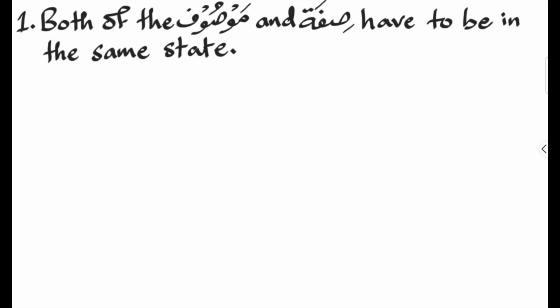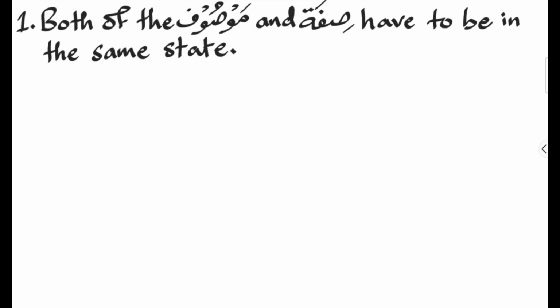For example, if you have rajulun and it is marfu' and you want to bring salih, you can't bring rajulun salihan. It has to be rajulun salihun. Both of them have to be marfu'. If it was mansub, both of them have to be mansub: rajulan salihan. And similarly, if it was majroor, then both of them have to be majroor: rajulin salihin.